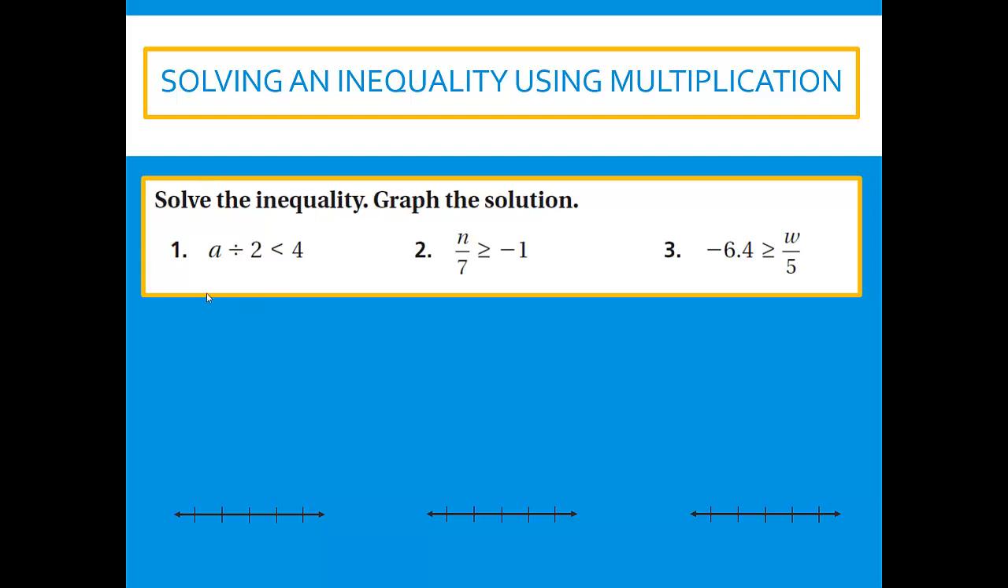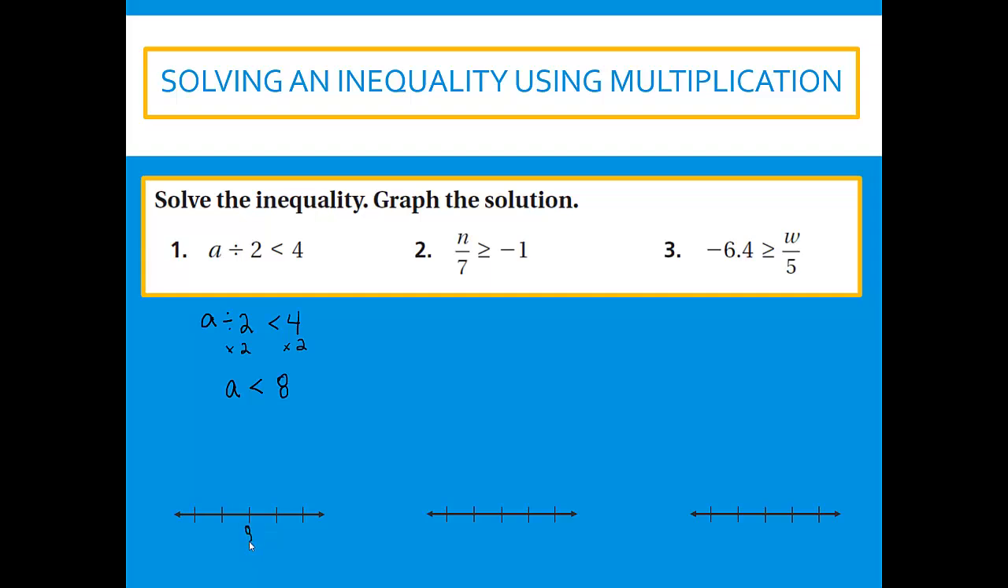So for number 1, we have a divided by 2 is less than 4. If we are dividing by 2 in the problem, we need to multiply by 2 to solve. So we have a is less than 8 because 4 times 2 is 8. Now we need to graph this inequality.